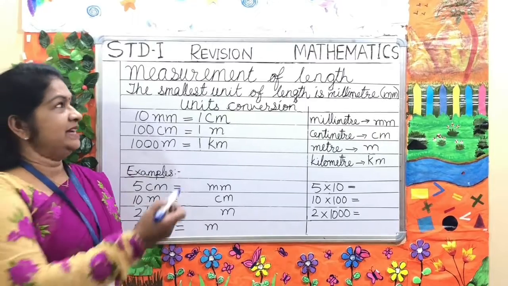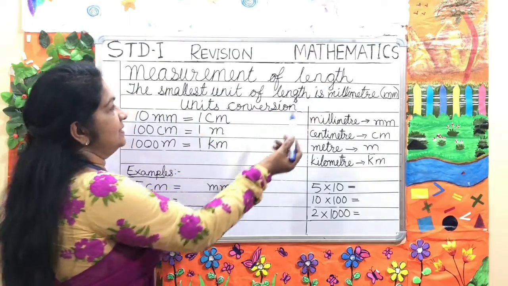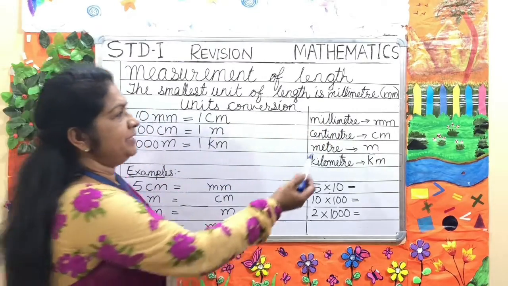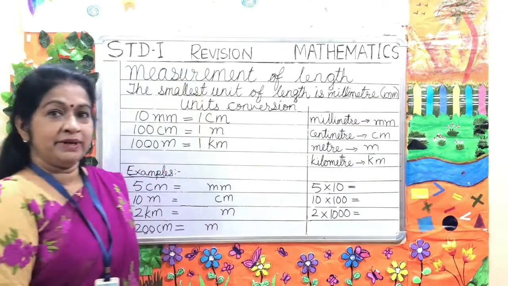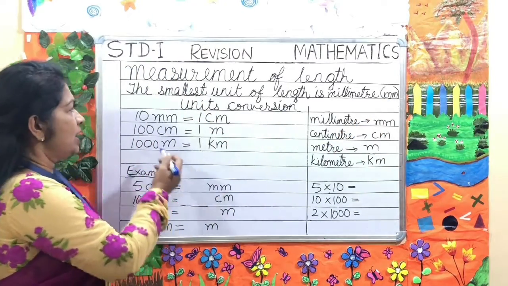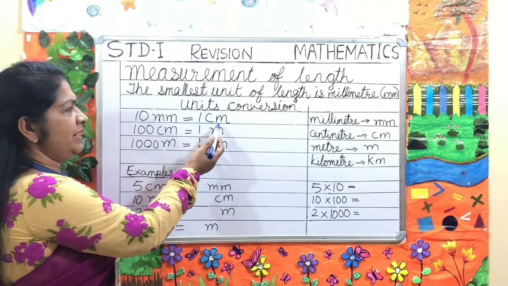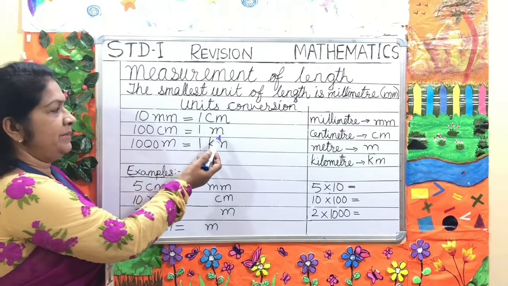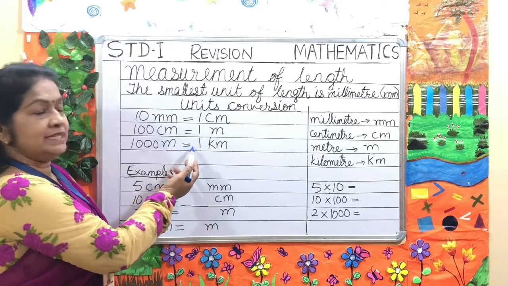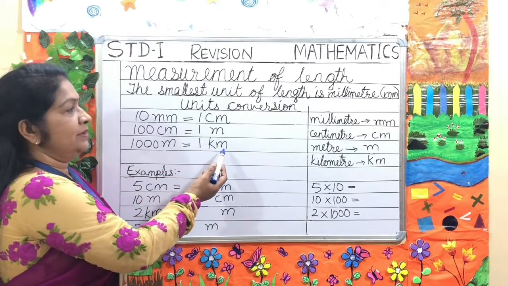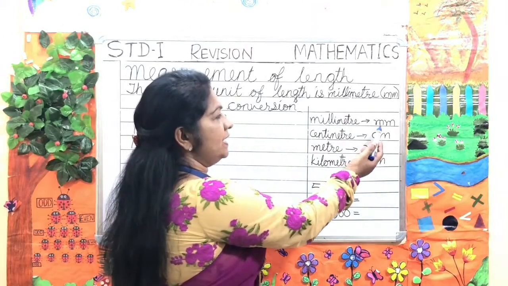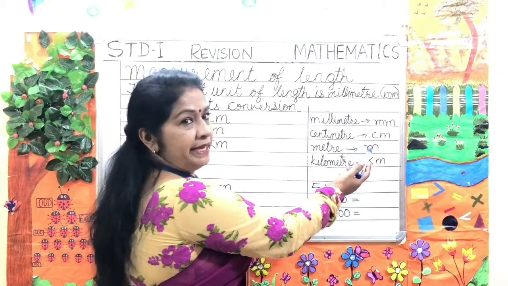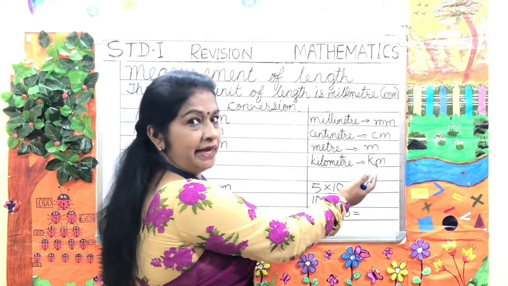Our next topic is measurement of length. The smallest unit of length is millimeter. Millimeter is written as mm. Now units conversion. 10 millimeter is equal to 1 centimeter, and 100 centimeter is equal to 1 meter. So 1000 meter is equal to 1 kilometer. Millimeter is written as mm, centimeter is cm, meter m, kilometer km.